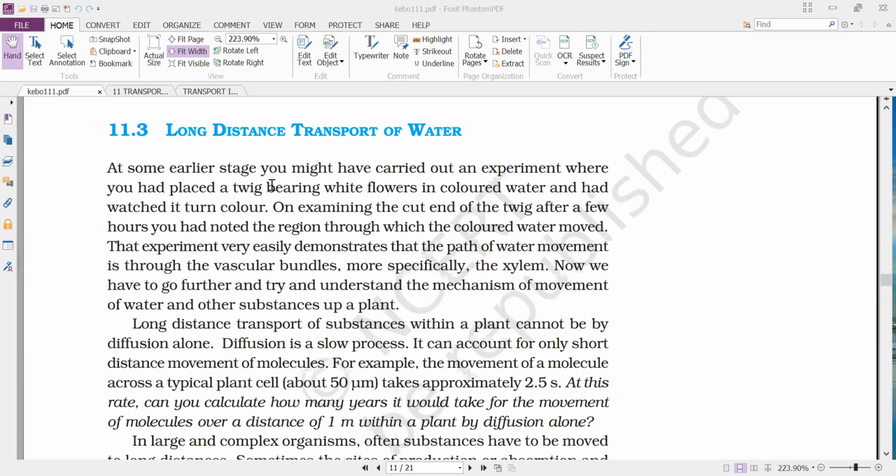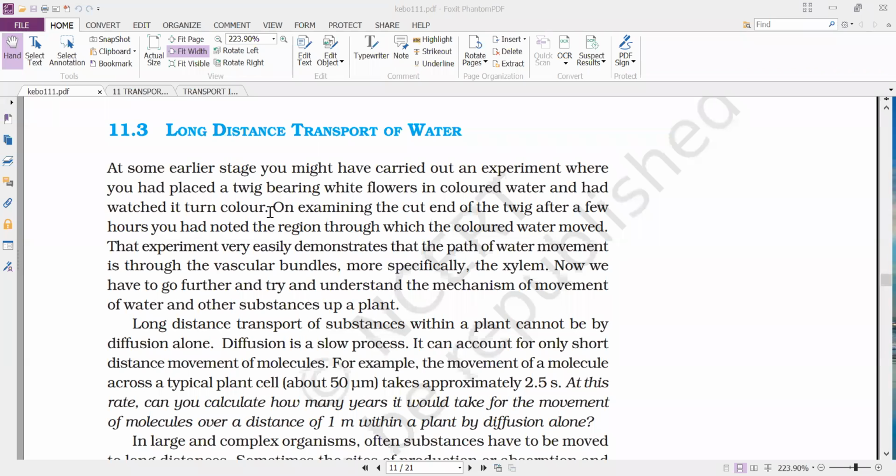At some earlier stage, in your earlier classes, you might have carried out an experiment where you placed a twig bearing white flowers in colored water and watched its color turn. For example, you can take a twig of a white rose plant with a rose flower.